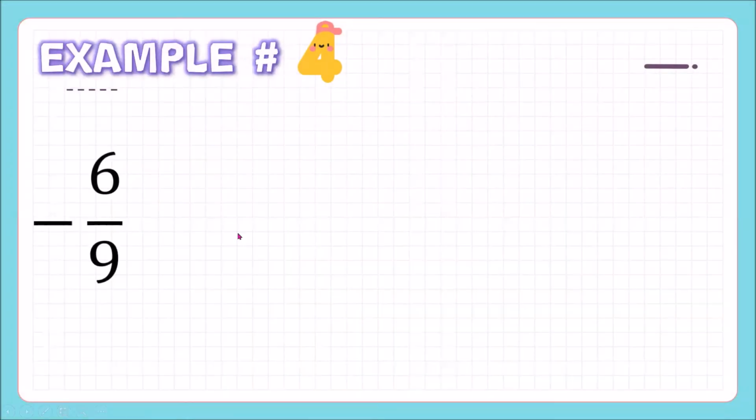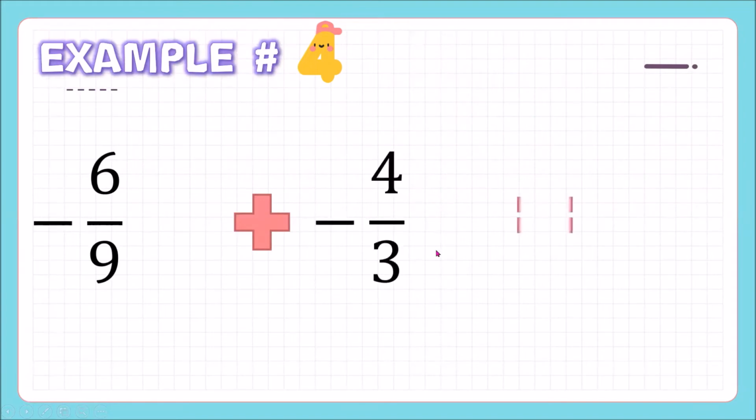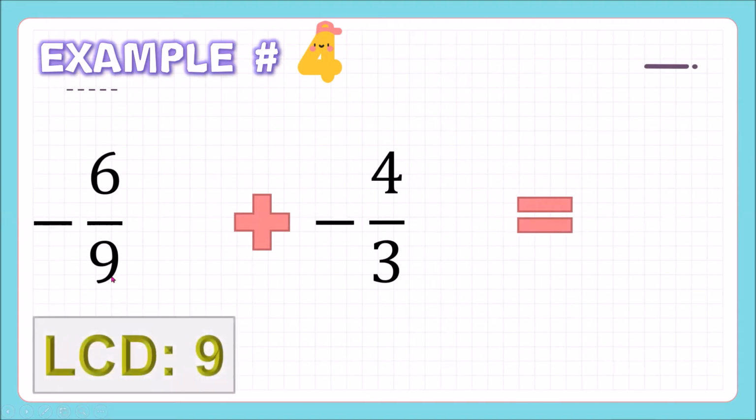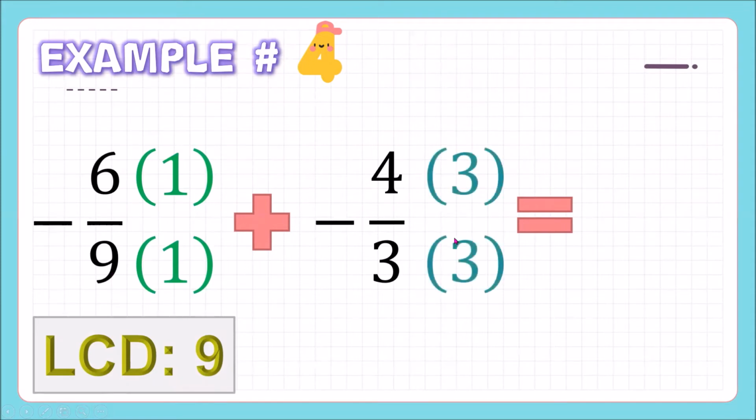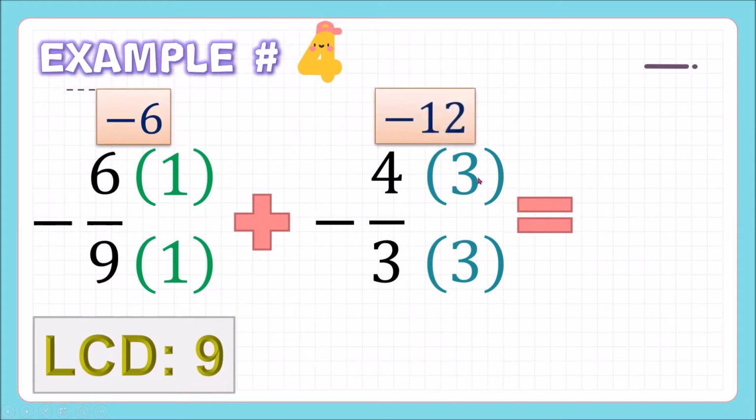Next, number 4. Negative 6 over 9 plus negative 4 over 3. Our LCD here is 9. So 9 divided by 9, we have 1, so multiply it by 1. And then 9 divided by 3, we have 3, so multiply it by 3. So 9 times 1 is 9, 3 times 3 is 9. Again, they are similar fractions now. Next, negative 6 times 1, we have negative 6, and then negative 4 times 3, we have negative 12.